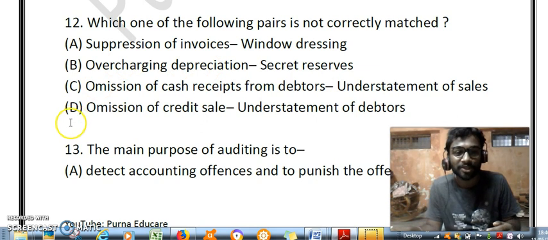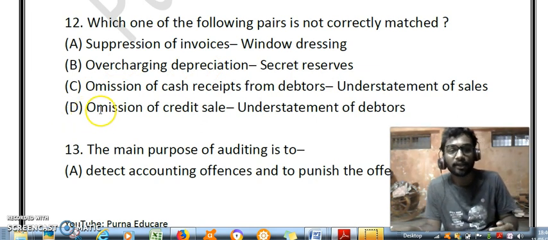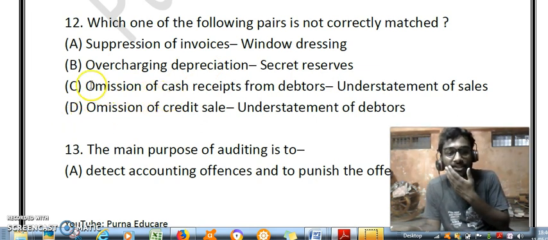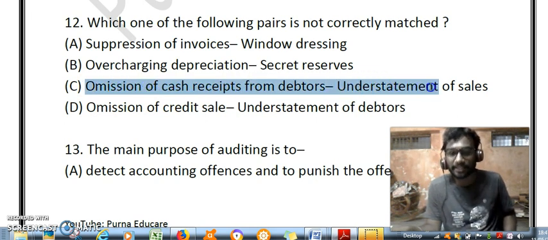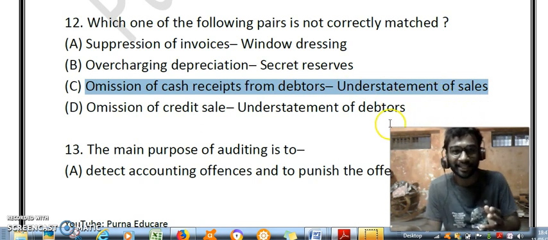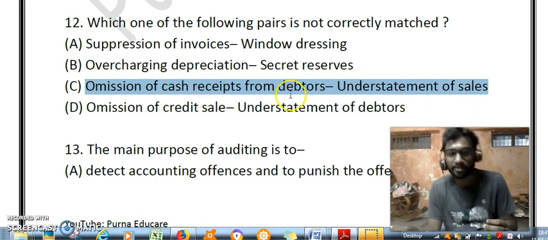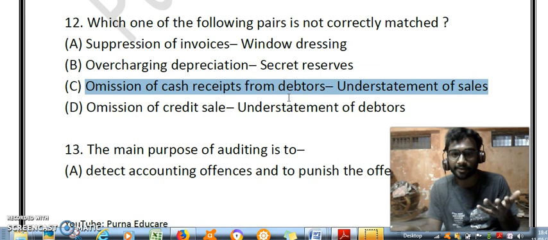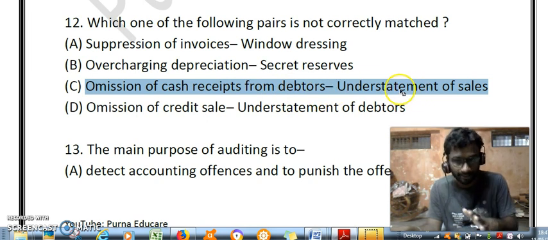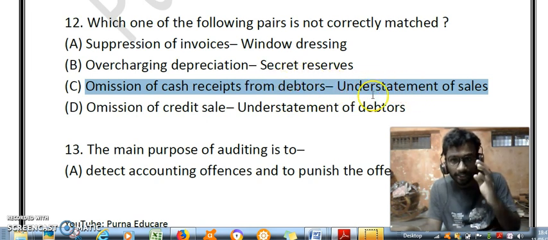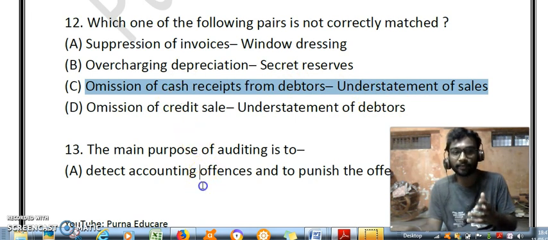So, the answer should be omission of the cash receipts from debtors. Understatement of sales, no, this is not really matched. So the correct answer is omission of cash receipts from debtors. Whenever we omit the cash receipts from the debtors, it doesn't mean understatement of sales, right? So it is not correctly matched. The answer is C.